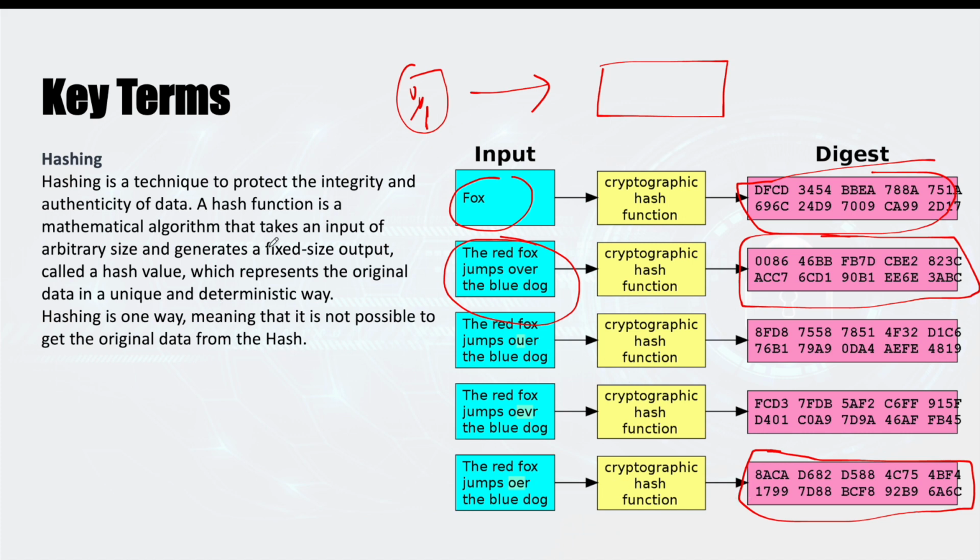So let's read it. A hash function is a mathematical algorithm that takes an input of arbitrary size, small or big size, arbitrary size, and generates a fixed size output called hash value. And this represents the original data in a unique and deterministic way. Hashing is one way, meaning it is not possible to get the original data from the hash.